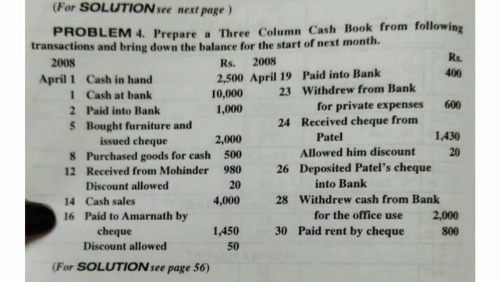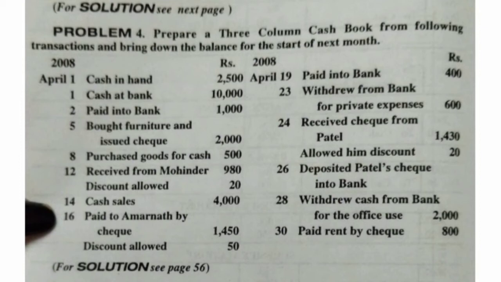Received from Mohinder, discount allowed. We are receiving from Mohinder 980 and discount we allowed to him 20 rupees. But the actual amount we need to receive from him is 1000, 980 plus 20. But what we are receiving is only 980 and we are allowing him discount, that is 20 rupees. Then what is the journal entry? Cash account debit 980, discount allowed account debit 20, to Mohinder account 1000 rupees. So cash is on the debit side. On the debit side you need to take to Mohinder in the cash column 980 and in the discount column 20.